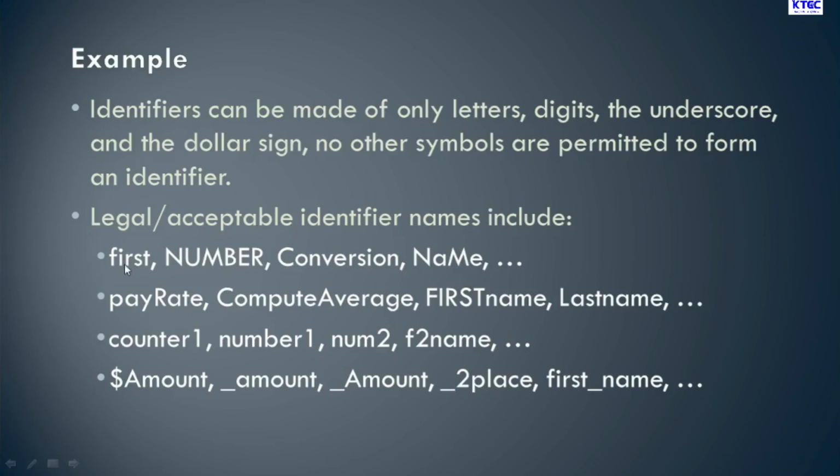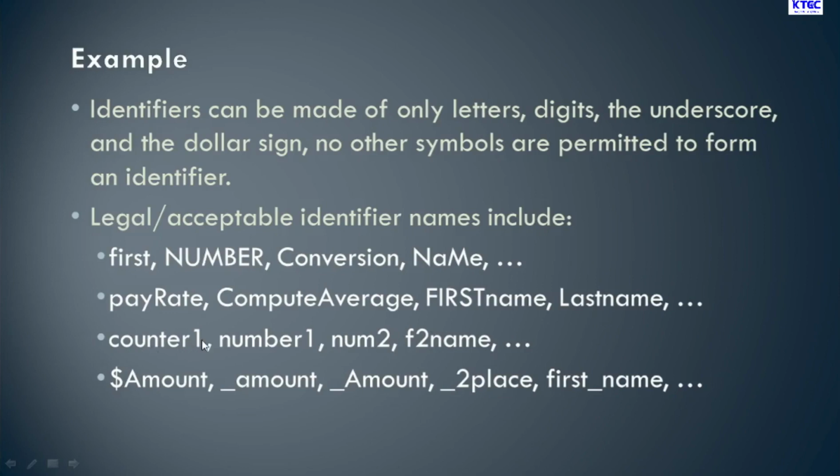Now let's look at some examples of legal or acceptable identifier names. These include: first, you can name a variable like this. Number is allowed. Conversion is allowed. You can name it name. You see that here we use camel case, where the first letter is capital, and the next one is small, then capital and small in that way. Pay rate is allowed. Compute average is allowed, camel case is used here as well. First name is allowed. Last name is allowed.